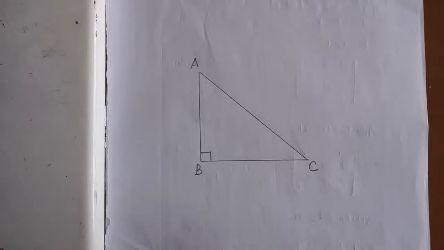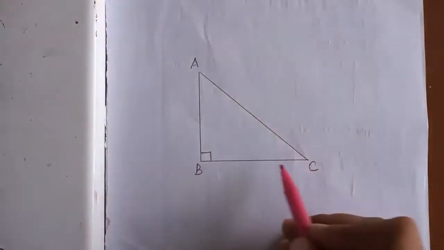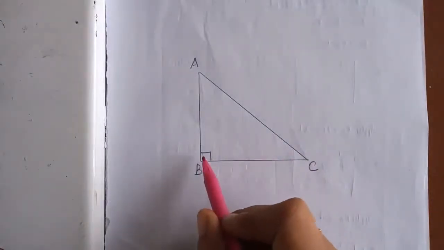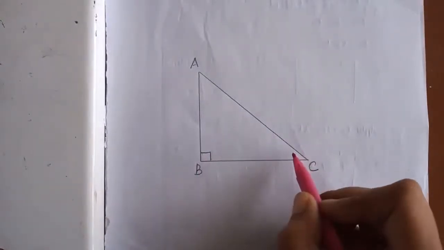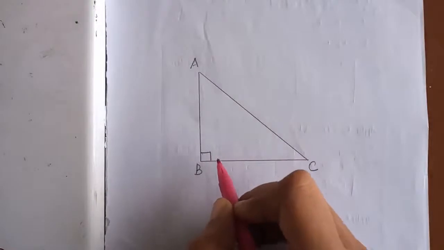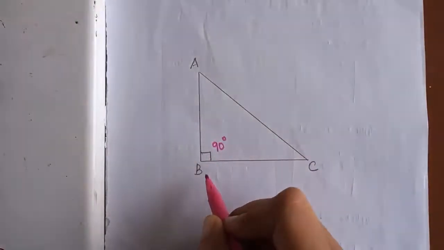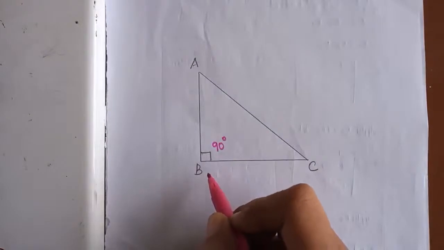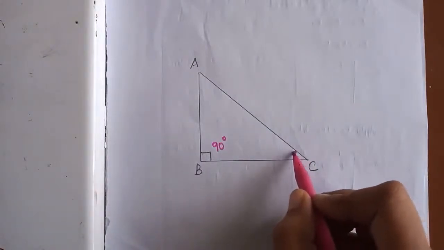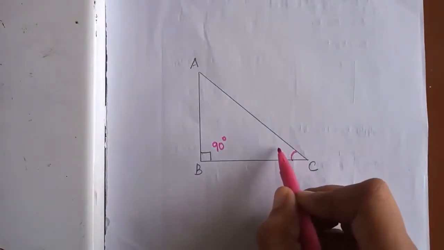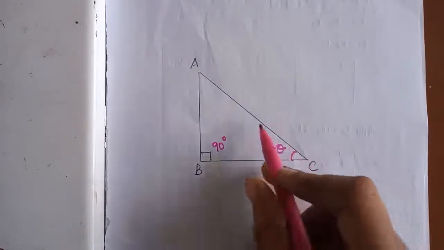For knowing about the trigonometric ratios, first we take a right angled triangle. It is right angled at angle B. So this is a right angled triangle. The right angle is 90 degrees. It is right angled at B. We are taking this value as theta, that is the angle of elevation.